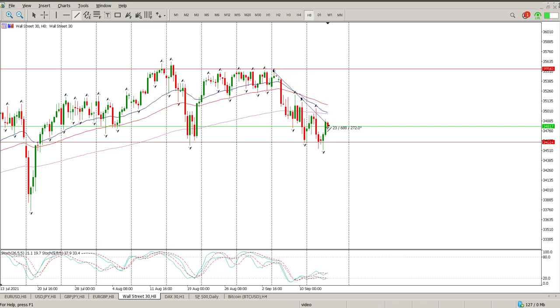So first things first, that was the original trend line. This was an attempt to break the trend line here. So you can see first fractal, second, third. So that is the trend line at the moment. So that's what I need to be paying attention to.